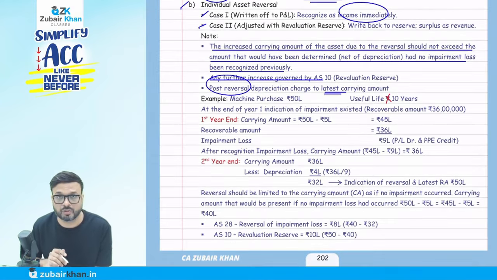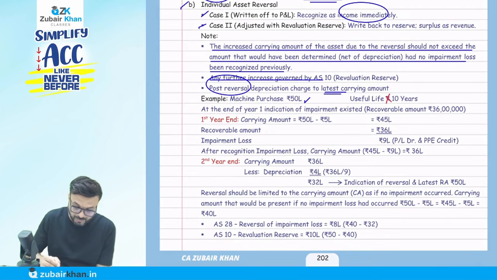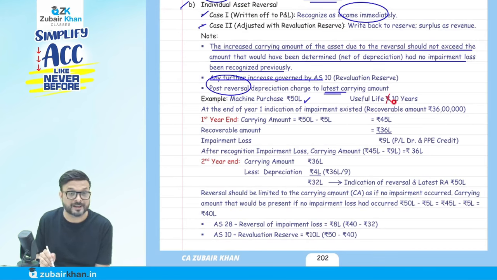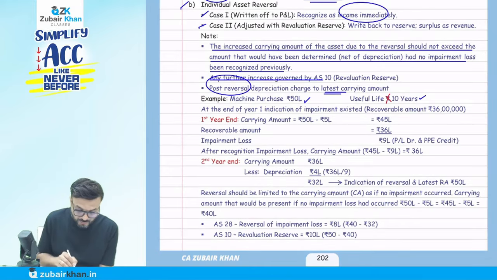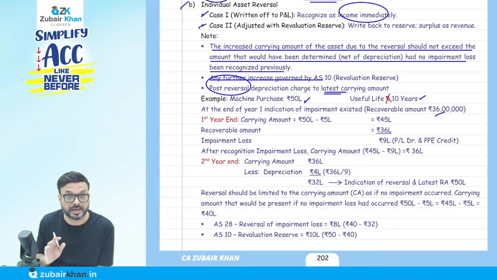Now, through an example only, you will be able to understand. Suppose you purchase a machinery by paying 50 lakh. Useful life, by mistake, it is written there rupees 10 years. That is not rupees, cut the rupees sign. What is the life of the asset? 10 years. At the end of the first year, indication of impairment exists. Suppose the recoverable amount is 36 at the end of the first year.